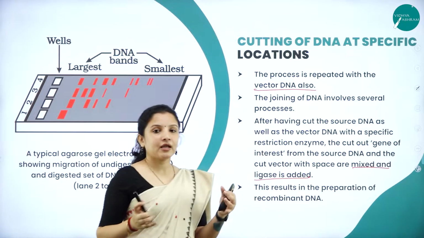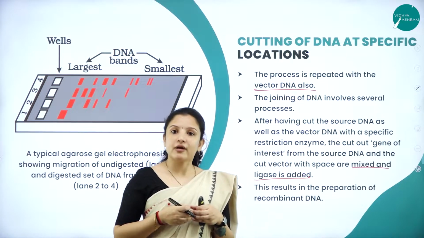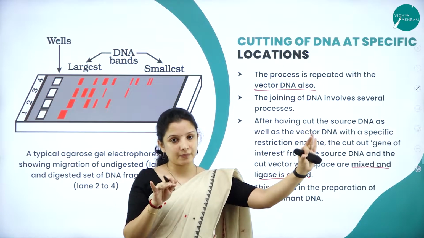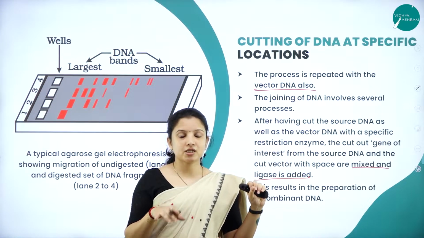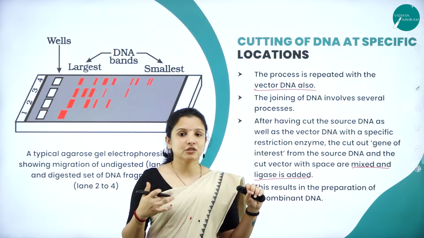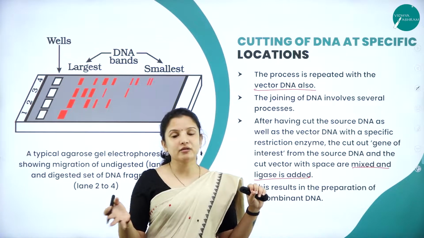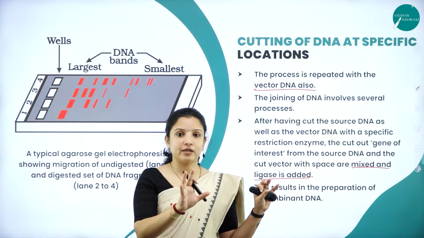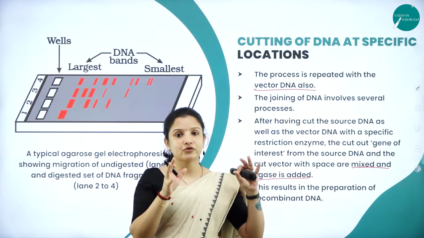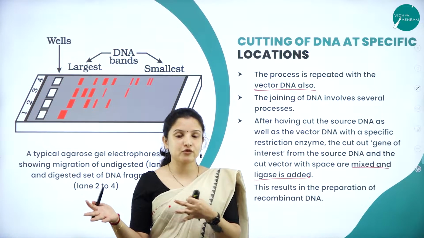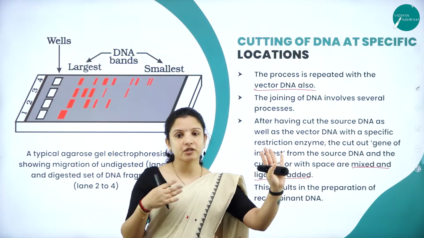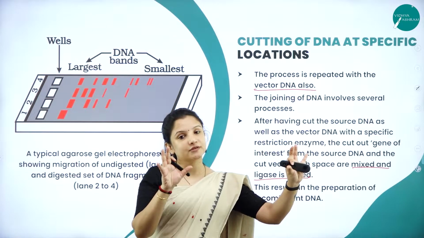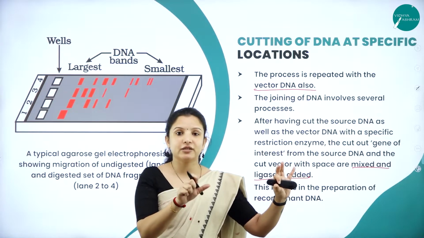What do they do? Even the vector DNA also has to be separated. So the DNA of our interest from a particular organism will be isolated. It will be cut into small fragments. It will undergo gel electrophoresis, wherein those fragments will get separated. The same procedure is done for the vector DNA as well. So now we have 2 sets of gel electrophoresis. One is used for separation of the DNA fragments that have been isolated from the particular organism, and one is used for separation of the DNA fragments that have been isolated from the vector.